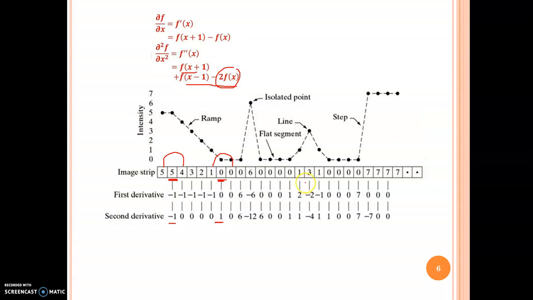Similarly, if I want to find out the second order derivative at this point, that will be 1 plus 1, that is 2. 2 minus 2 times 3, that is 2 minus 6. So my answer will be minus 4.